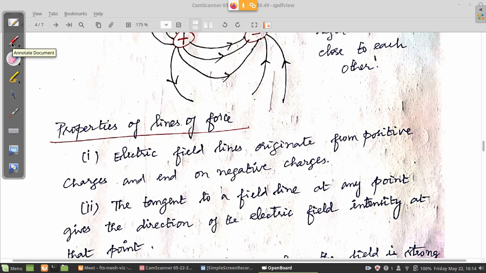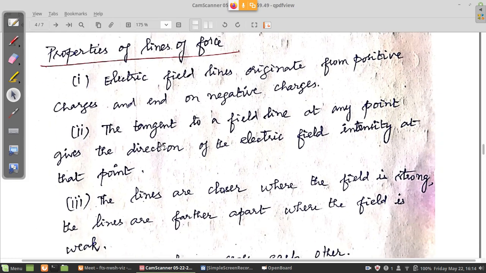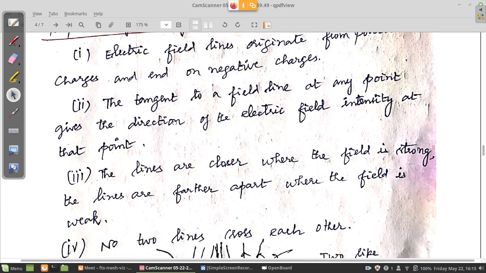So line of force not only tells us about the strength of the electric field. That is, if 4 lines means electric field E, then 8 lines means 2E, 10 lines means 2.5E, 12 lines means 3E. In that way, we can tell the strength of the electric field from the number of lines. In the same way, we can also give the direction by drawing a tangent to the electric lines of force.